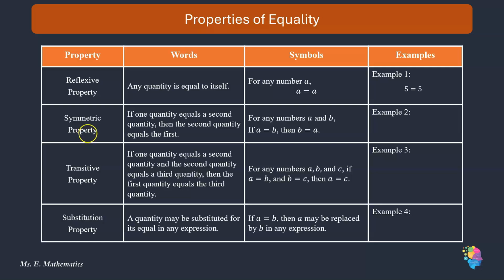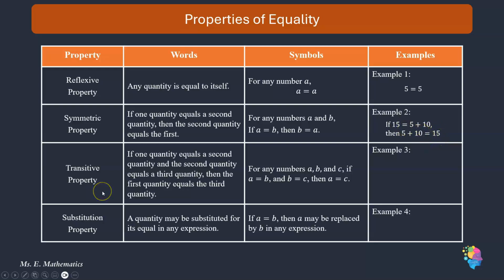The symmetric property states that if one quantity equals a second quantity, then that second quantity equals the first. Let's do it with symbols. So for any numbers A and B, if A is equal to B, then B is equal to A. Using an example with numbers, it just means that if 15 is equal to 5 plus 10, then 5 plus 10 is going to equal 15. Notice that this property is going to allow us to switch the equations.